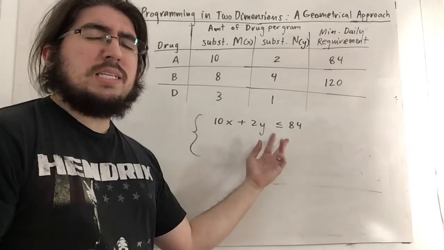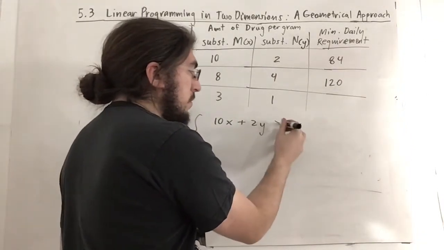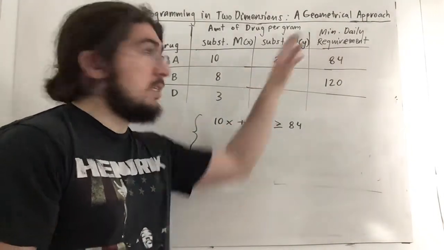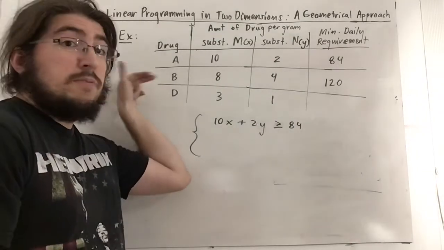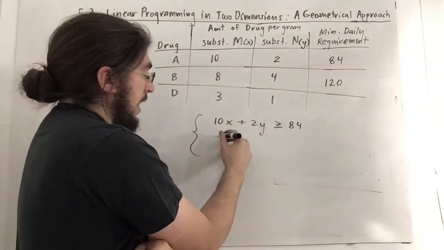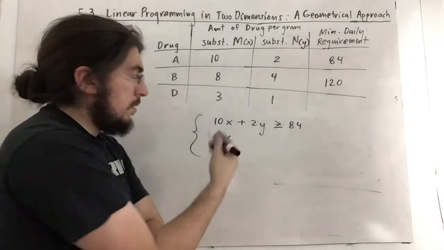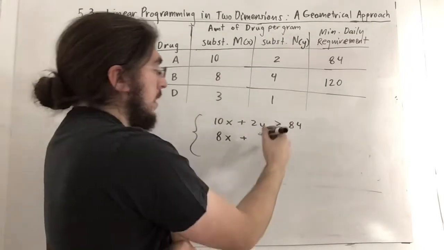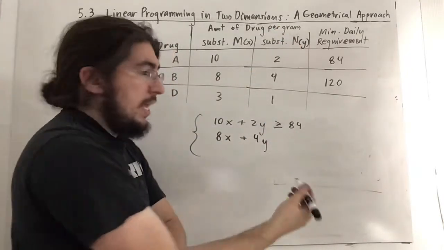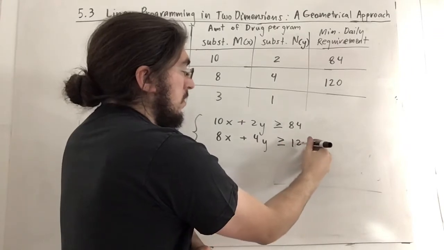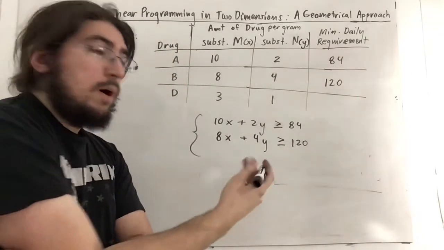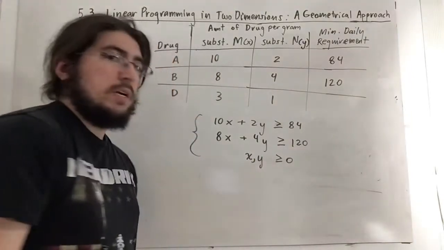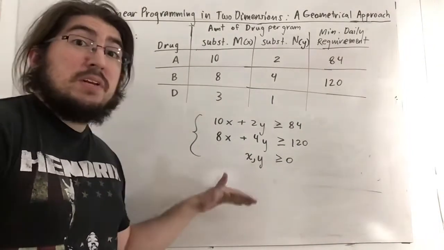So I kind of misspoke when I said less than or equal to. It should be greater than or equal to, because the smallest amount we can have is 84. It's different here because it's a minimum. Similarly, for drug B, we have 8 of M, so it's 8 times the amount of M we're calling x, plus 4 units per gram of drug B for N, so plus 4y, where y is the amount of N, and the minimum there, greater than or equal to, is 120. Also, x and y are non-negative, because you cannot have negative amounts of a drug. That's it for the constraints.